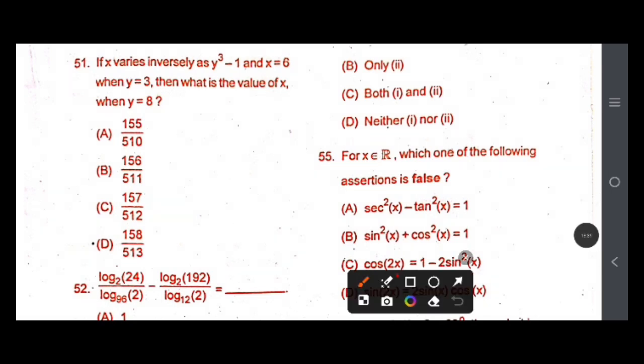51. If x varies inversely as y cube minus 1 and x is equal to 6 when y is equal to 3, then what is the value of x when y is equal to 8? The correct answer is option B, 156 divided by 511.